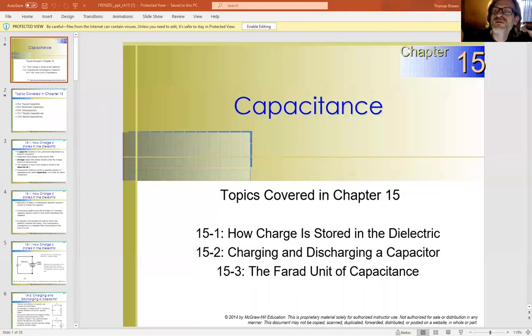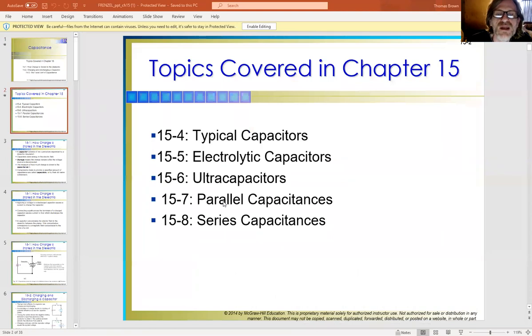Pull this up. And there we go. So chapter 15, capacitance. And so what do we be looking at? So in the beginning, like I say, he goes in and talks about, we're going to talk about like what the capacitor does, what it's made out of, that type of thing. So we'll examine that. And we'll take a look at like typical capacitors, electrolytics, the ultra capacitors, and then yeah, parallels and series, and how they work.